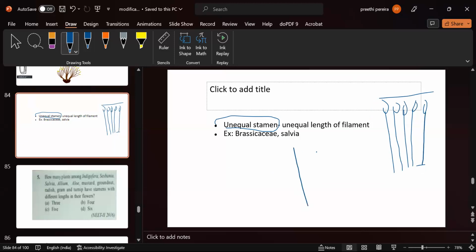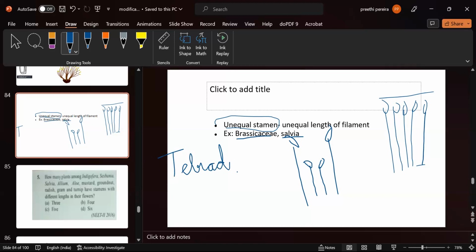Sometimes what happens? Some filaments will be long. Some of their filaments will be short. They are polyandrous only. See, they are not attached to each other. ऐसे वाले condition को unequal stamens बुलाते हैं. Example is Brassicaceae and Salvia. In Brassicaceae, we use a word also called tetradynamous.